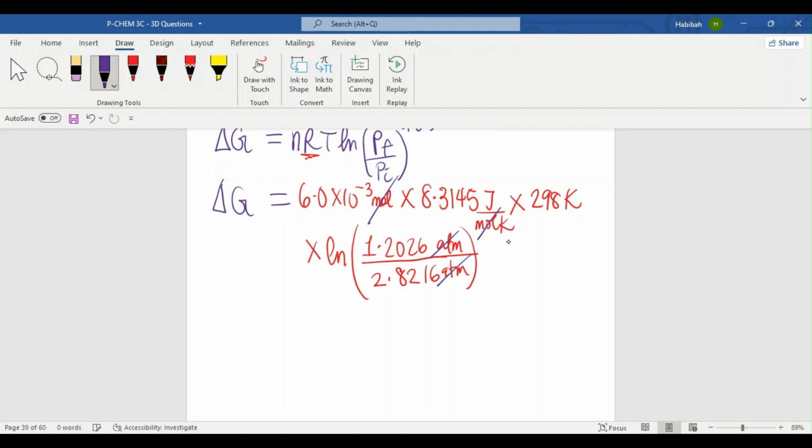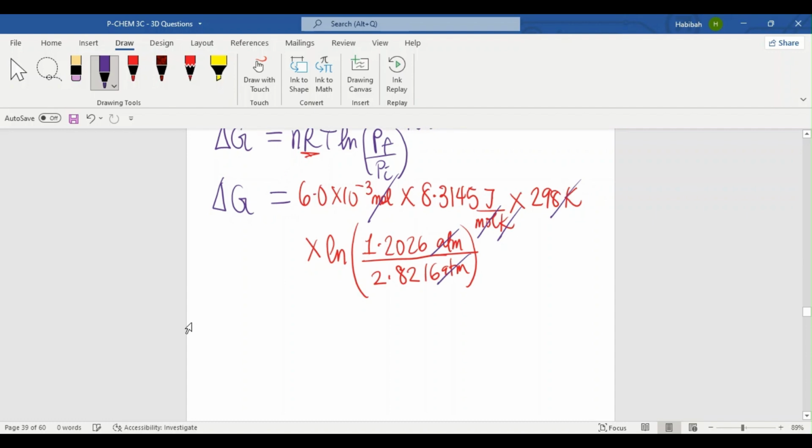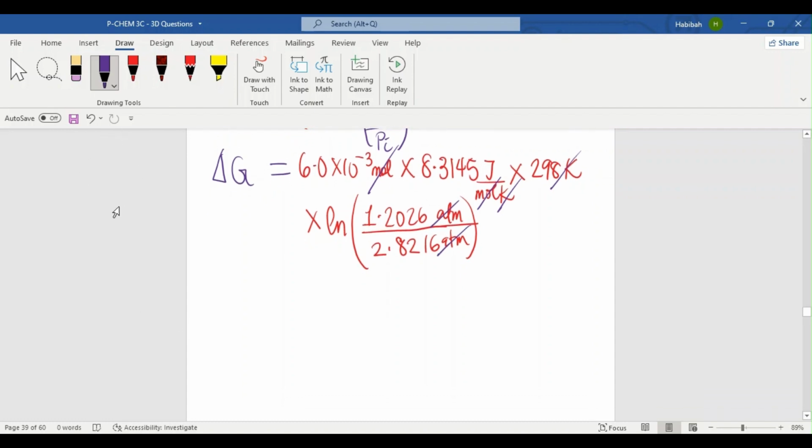We're going to cancel out the mole. We're going to cancel out the Kelvin. As you're aware, since it gives energy, we're supposed to have an answer in joules. So the change in G, or the change in Gibbs energy, will be 6.0 times 10 raised to the power of negative 3 times 8.3145 joules times 298 times ln 1.2026 divided by 2.8216. So you're supposed to input all of this information in your calculator.